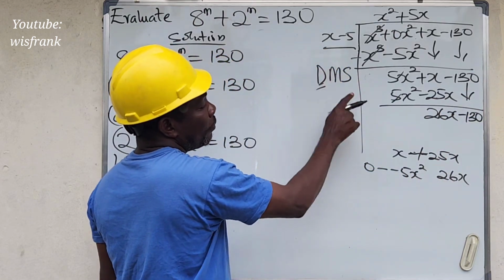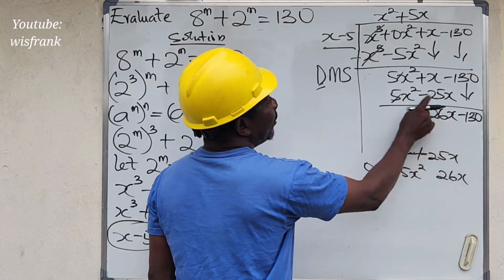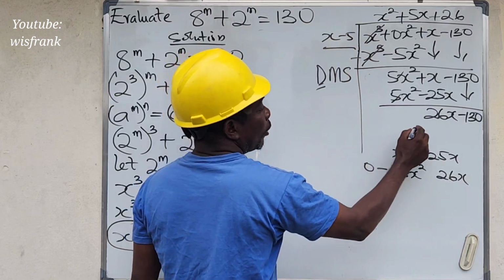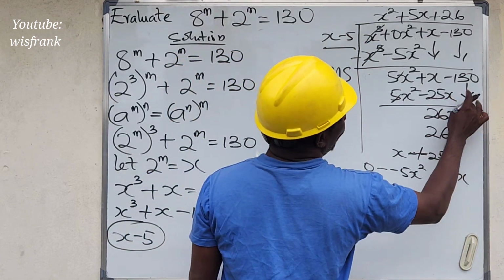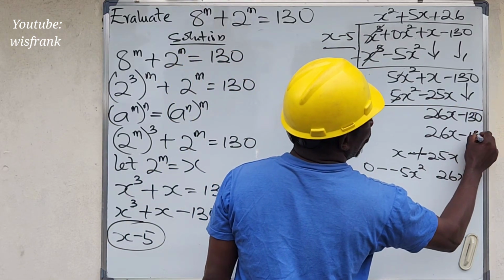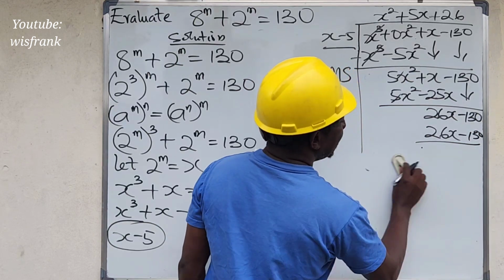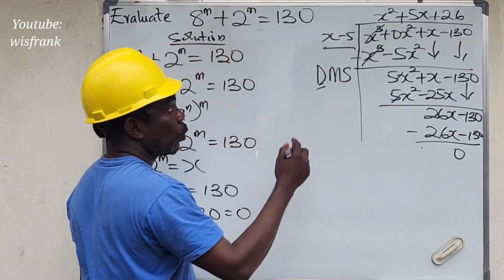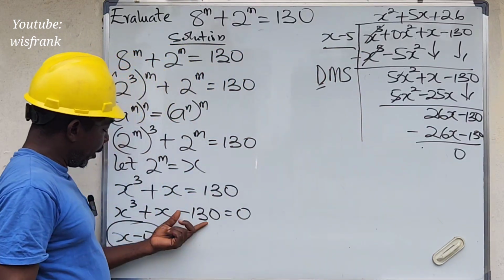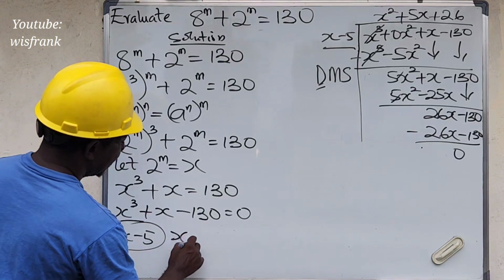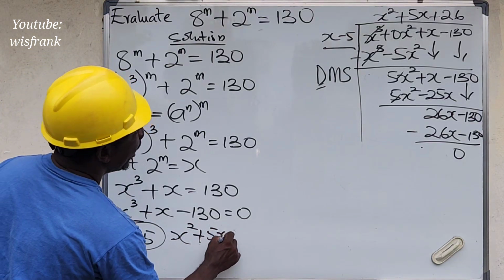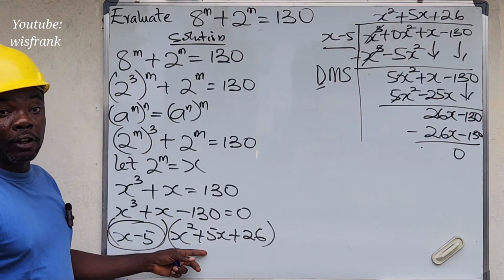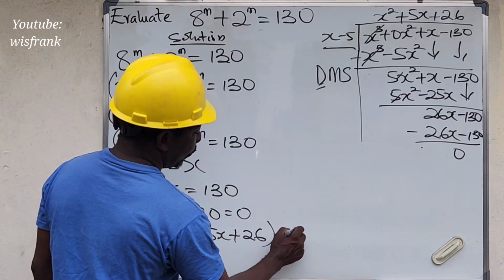So here we have to divide again. When we divide, 26x divided by x will give us plus 26. So 26 times x will give us 26x. Then minus 130. So subtracting this will give us 0. So the other factors of this equation, when we divide the whole of here by here, will give us x to the power of 2 plus 5x plus 26. So this is what we have. The other factors of this equation all equal to 0.